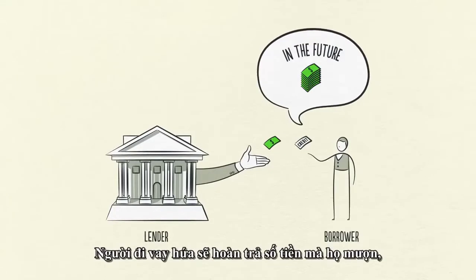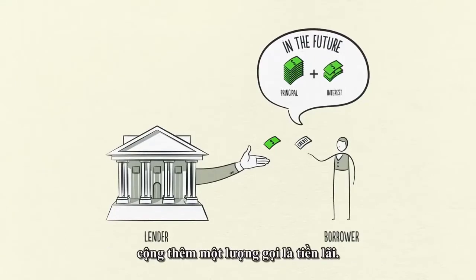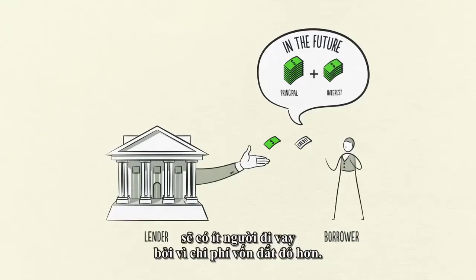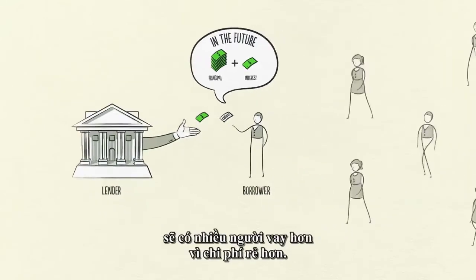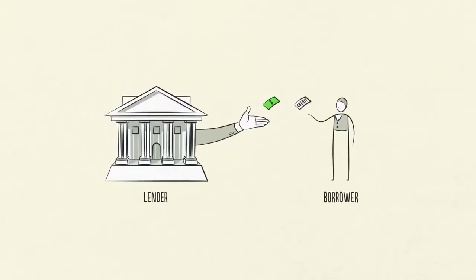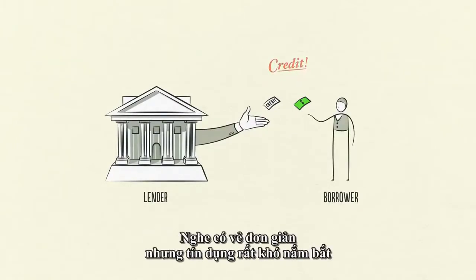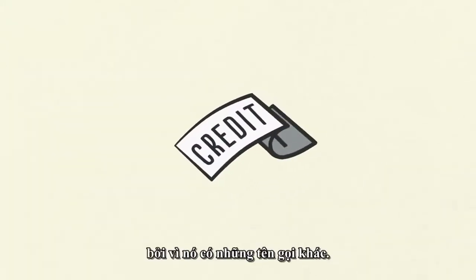Borrowers promise to repay the amount they borrow, called principal, plus an additional amount, called interest. When interest rates are high, there is less borrowing because it's expensive. When interest rates are low, borrowing increases because it's cheaper. When borrowers promise to repay and lenders believe them, credit is created. Any two people can agree to create credit out of thin air. That seems simple enough, but credit is tricky because it has different names.